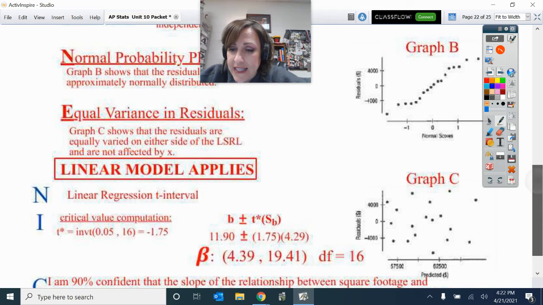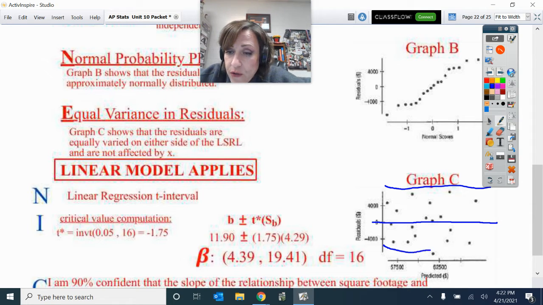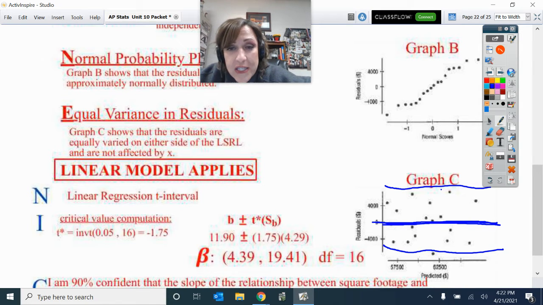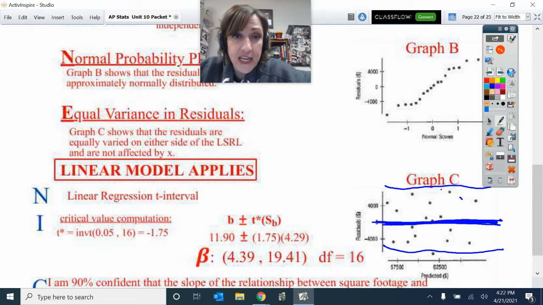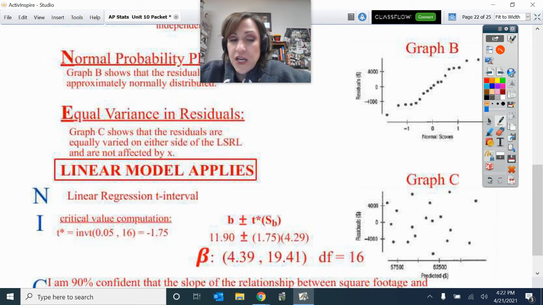And graph C, let's see. Here's my LSRL. That's a residual plot. And look, I can see that the whole domain has equal variation in those residuals across that whole domain of X. And it is not changing based on X. It's not fanning out or anything. Okay, so let's do that.